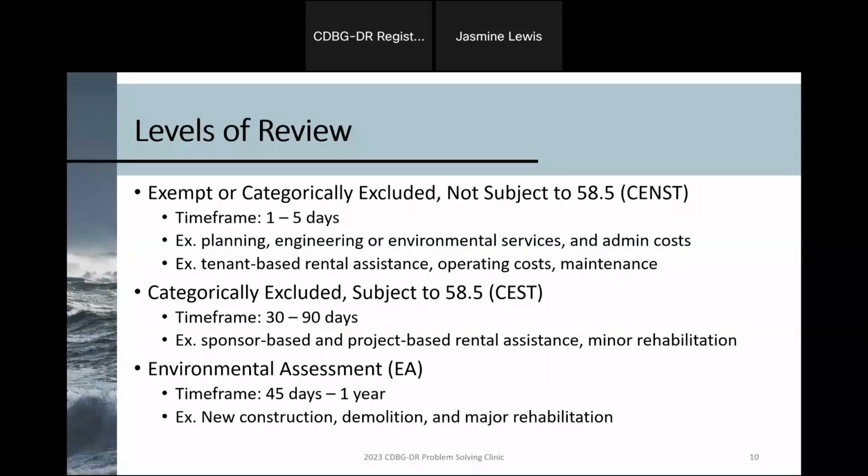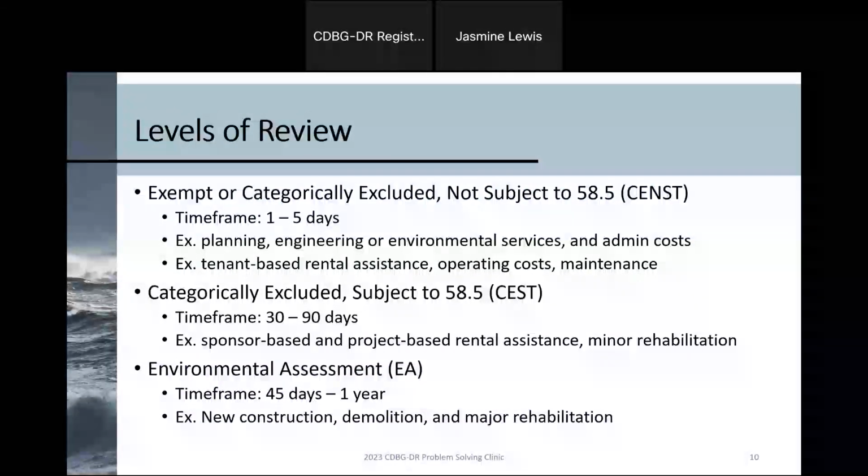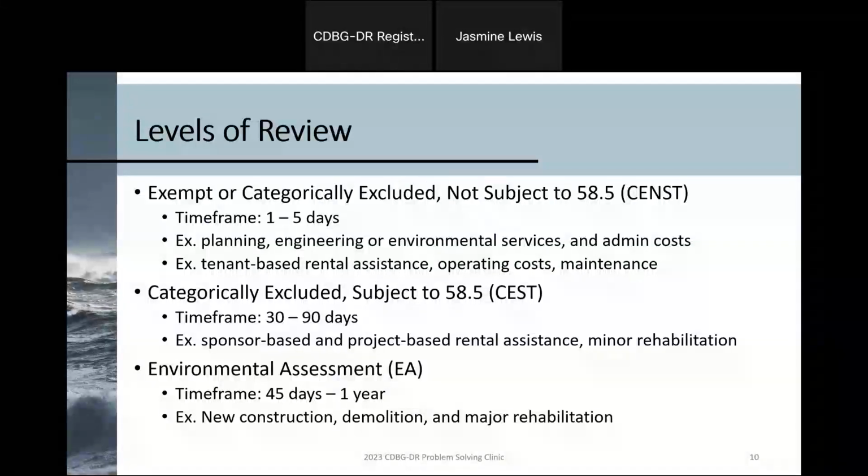Both exempt and categorically excluded not subject to (CENST) reviews can also include supplementary assistance when you have a completed environmental review and additional sources are being added to the project. The same responsible entity that completed the original review, as long as no scope is changing, can conduct a CENST review for that supplemental assistance. The average time frame for exempt and CENST activities can take 1 to 5 days, give or take.